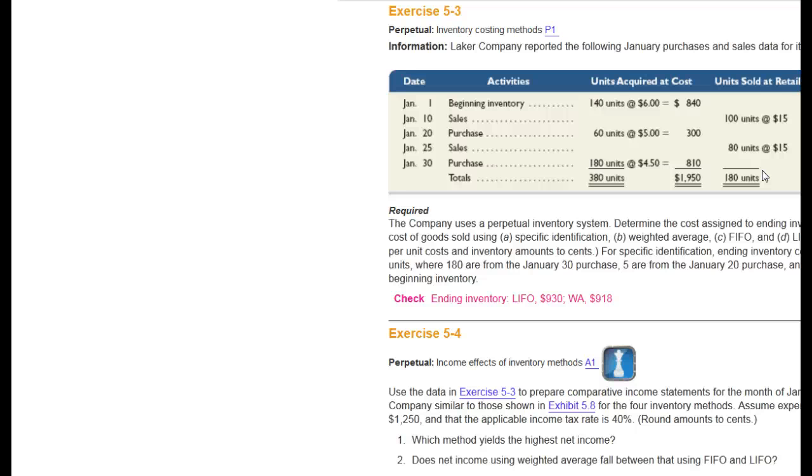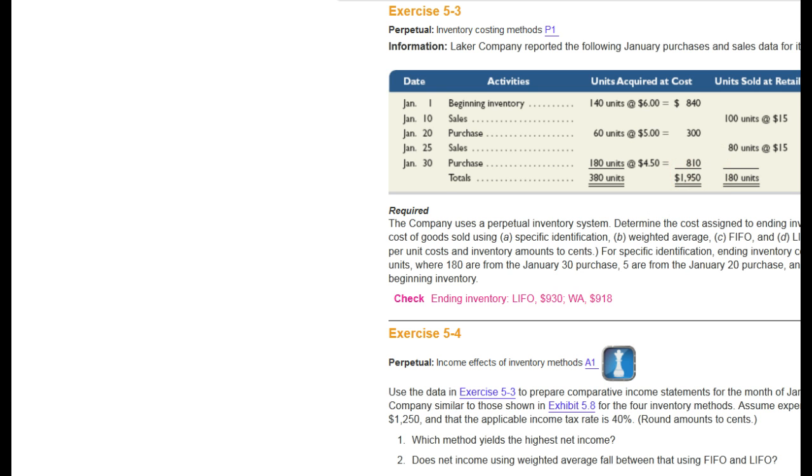Well, we don't care what they sold it for, we just want the cost. So if the units we have cost $6, we're going to use $6 as their cost. Then we purchased another 60 at 5 bucks, and then we sold another 80 at 50. So whoops, we're not sure what that cost is. We'll have to figure it out. So let's go figure that out.